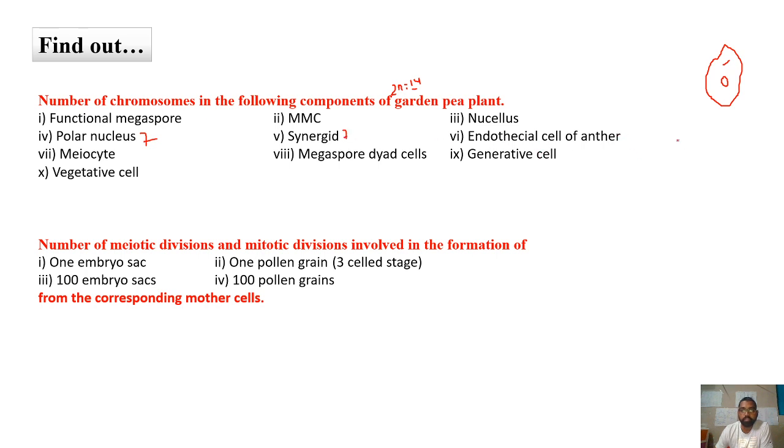Endothecial cell of anther. So in the anther, only the pollen grains or microspores are produced as a result of meiosis; the remaining part of the anther will be diploid only. Therefore, the endothecial cell is also diploid only. Therefore, the chromosome number will be 14. Meiocyte is the cell which is going to undergo meiotic division. So, it is again diploid. Therefore, the chromosome number is 14.